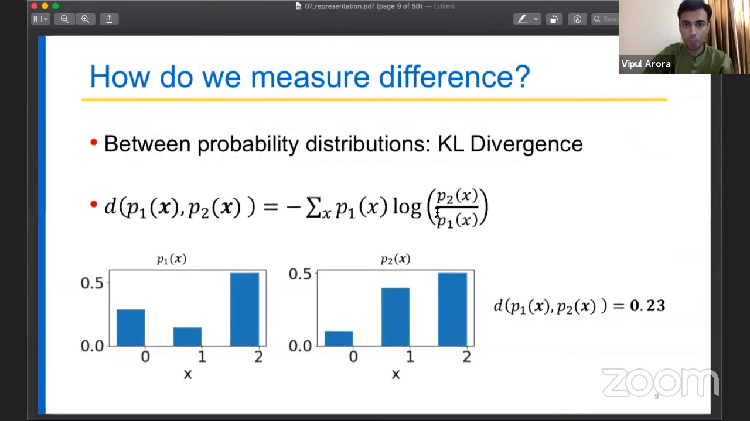Of course, here if P2 becomes 0, that will become problematic, right? When P1 is non-zero but P2 becomes 0, that becomes problematic. Okay.